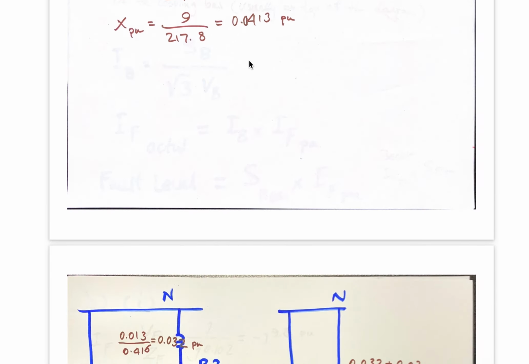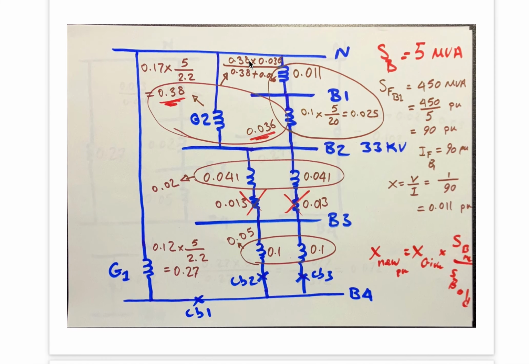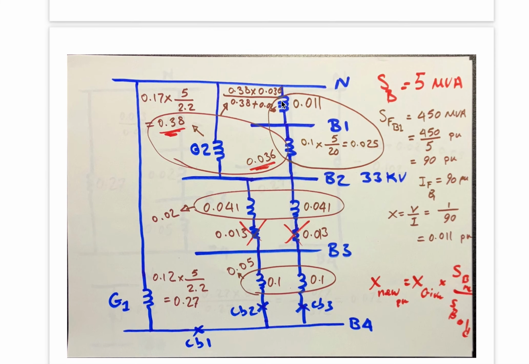Now we need to reduce this network. So if I go back to this one, you see here these two reactances are in series. You can add them, and once you've done this, that reactance is parallel to this generator. These two are parallel as well. Obviously, you can remove the resistances because you're reducing this network for short circuit analysis.